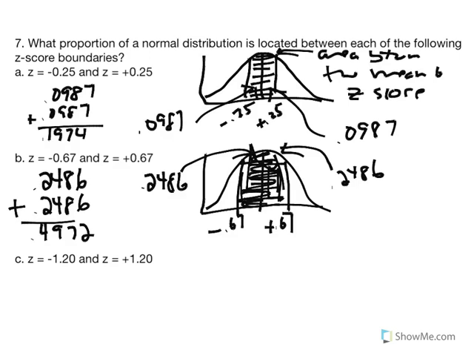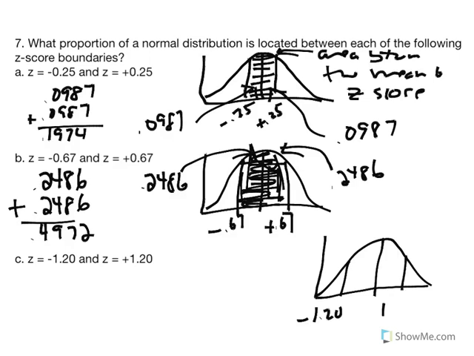And finally, the last one. Again, drawing our sketch, we have the z in the middle. Now we're at negative 1.20, further away from the mean, and positive 1.20. Given the comparison to what we've done thus far, we should expect this proportion to be much larger than the two previous problems because the distance from the mean has increased. So we're going 1.2 standard deviation units above and below the mean.